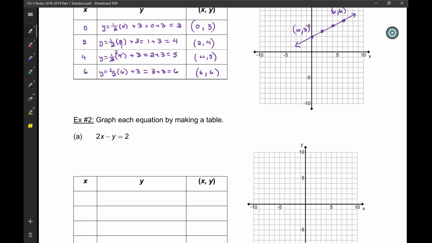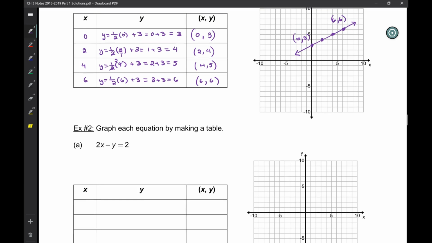Wait, can I see the graph? What did you graph? Oh, you did from the smallest to the biggest. I just graphed all of them. Now look, this one, it's 2 times x. I'm going to choose values for x again. Because there isn't a half in front of it, you can use any number you want.